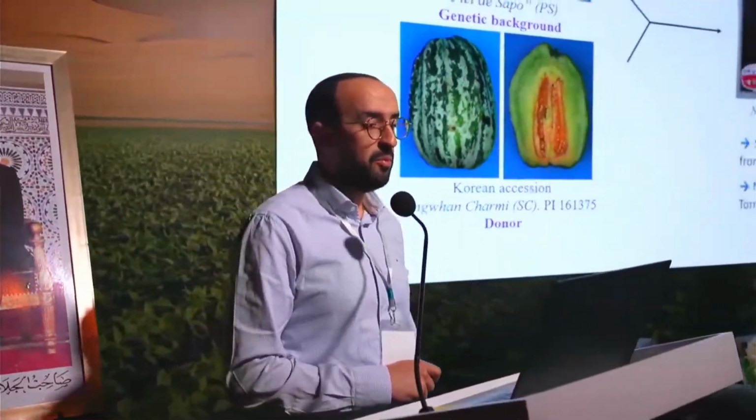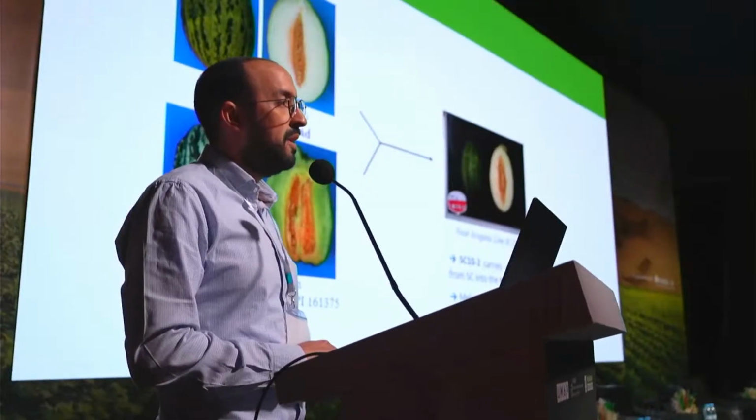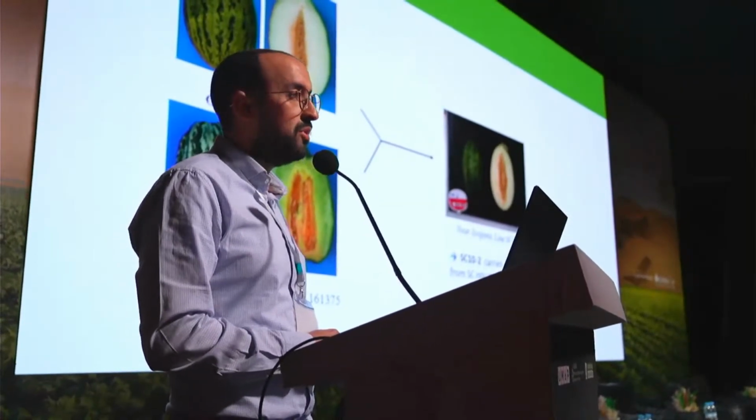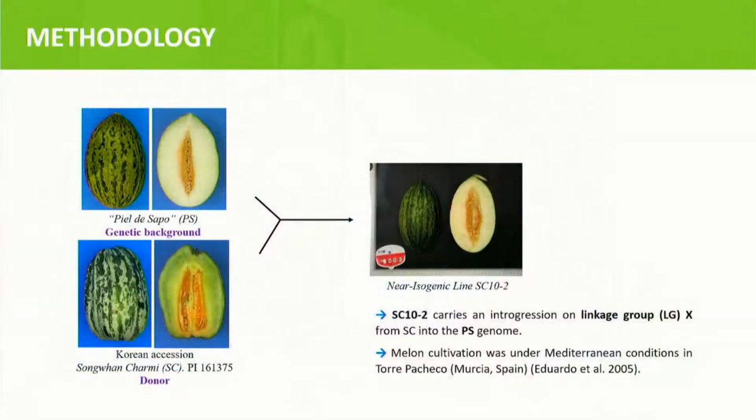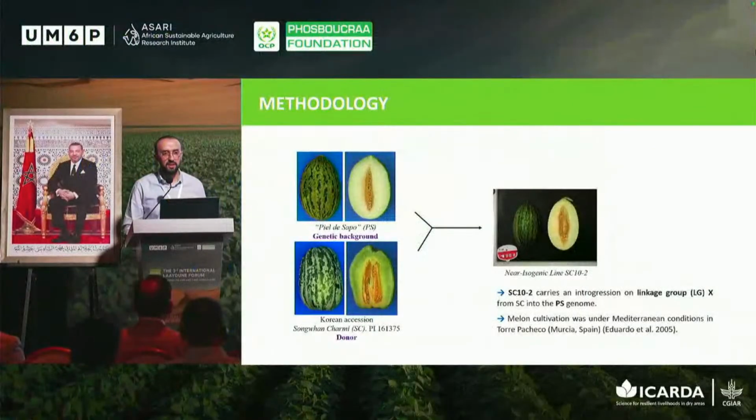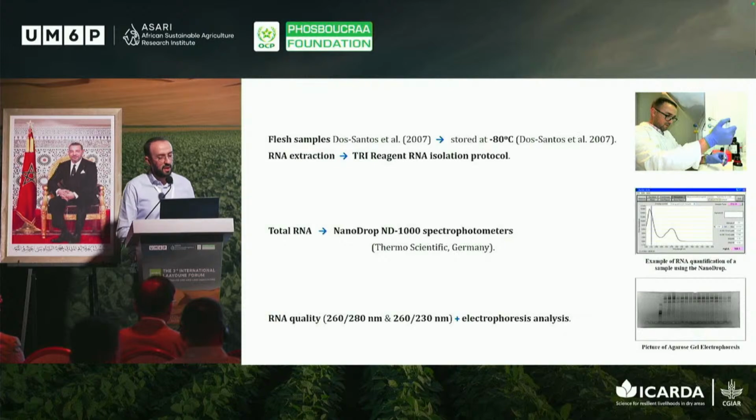The melon near-isogenic line AC102 was obtained through interbreeding led by molecular markers between a Korean variety, Songwhan Charmy, and the Spanish cultivar Piel de Sapo. This near-isogenic line carries an introgression in linkage group 10 from SC into the Piel de Sapo genome. The melon cultivation was under Mediterranean conditions in Torre Pacheco in Murcia, Spain. The flesh samples were obtained according to Santos 2007 and stored at minus 80 degrees before freeze drying.